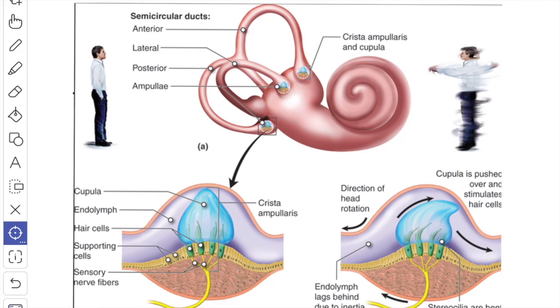When the rotatory movement is continued with the same speed, the inertia of the endolymph is overcome and the cupulae regain their resting position. At the cessation of the movement, the momentum of the fluid causes the bending of the cupulae in the opposite direction. That is why no sensation occurs during prolonged rotation, but a sensation of turning in the opposite direction is felt when the rotation suddenly stops.